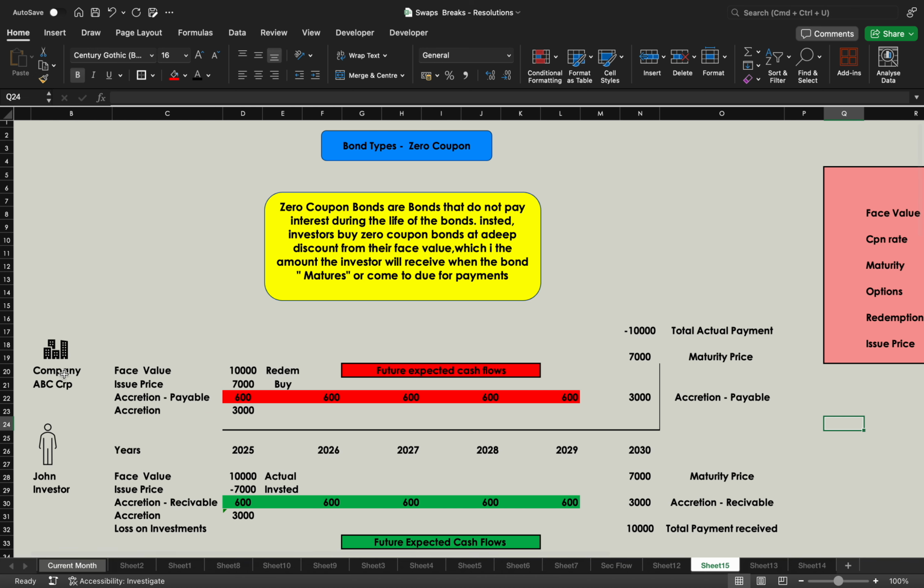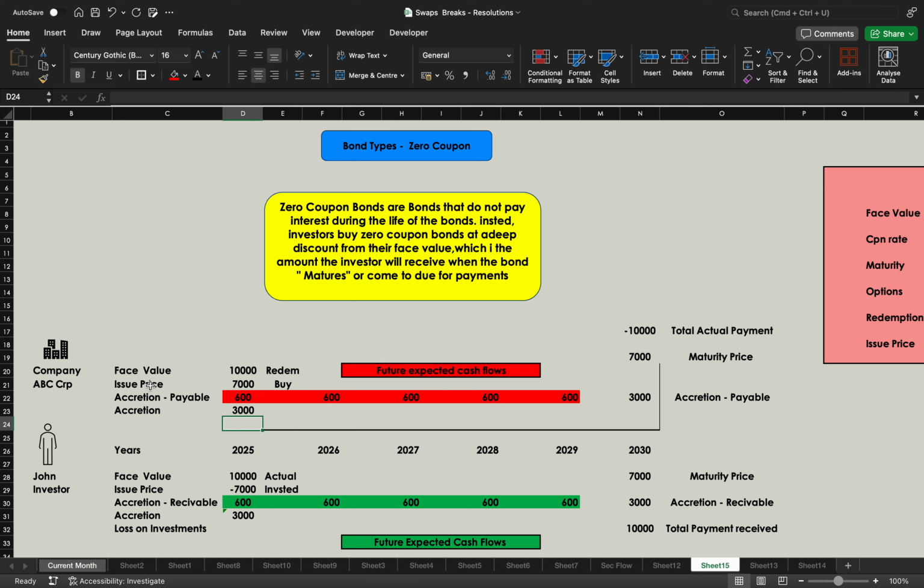See, ABC Corp here is a company which has issued this particular bond in the market. Face value of the bond is 10,000. Issue price is 7,000, where the investor will buy bonds at 7,000, right? And there would be a difference, guys, between face value and issue price. The difference will be treated as an accretion. Accretion means it's an incremental value, right?